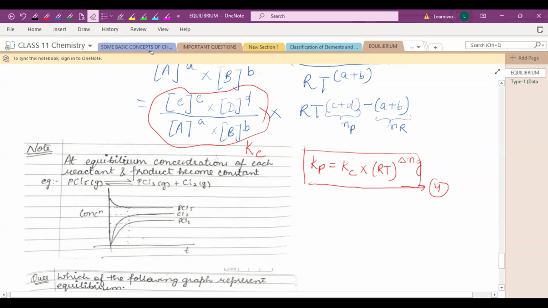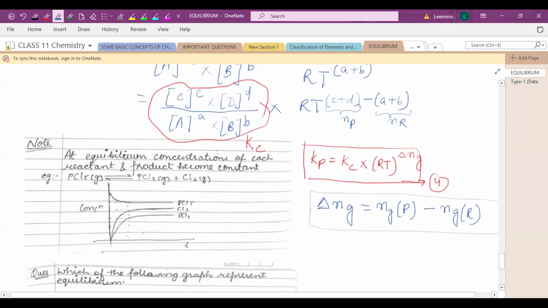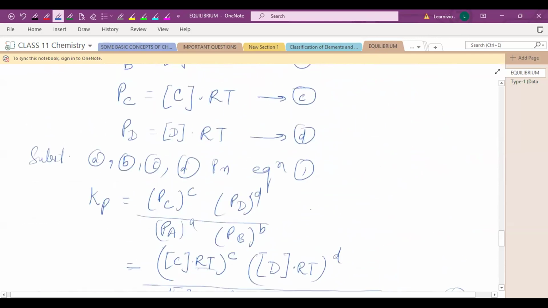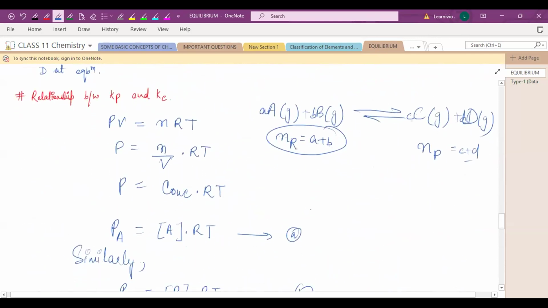You can write it down like here, so that after this class there is no confusion. What is delta Ng? Delta Ng is the number of moles of gases of product minus the number of moles of gases of reactant. All species, whether reactant or product, should be in gaseous form. That is delta Ng. Okay, now you can write down. Just derive the relation.